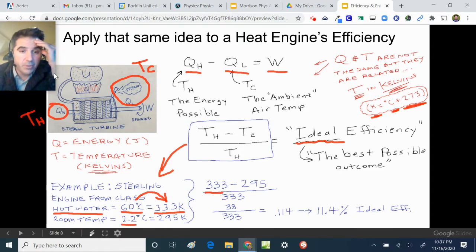And my cold side was room temperature. It was 22 degrees Celsius, it was a little colder than the 25 you'll see on the wall of my poster. So add 273, I get 295 kelvins. And so here's my 295.